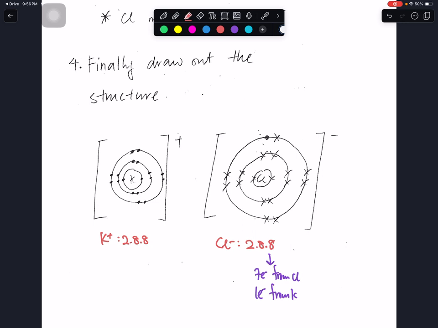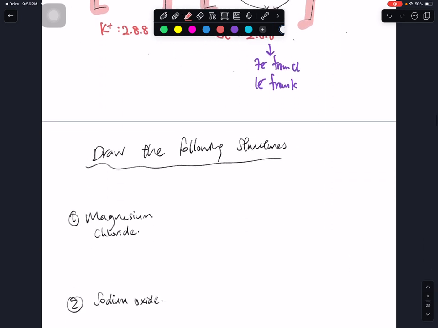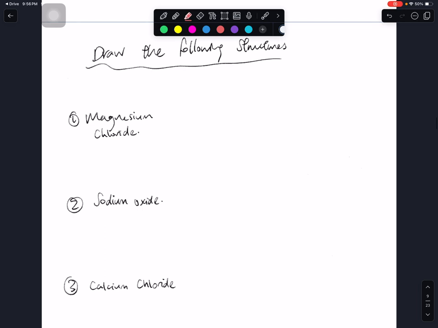So remember to show me using your dot and cross. Don't forget your brackets. Your square brackets allow you to put a charge here. If you guys have no questions, you can try the following questions here.